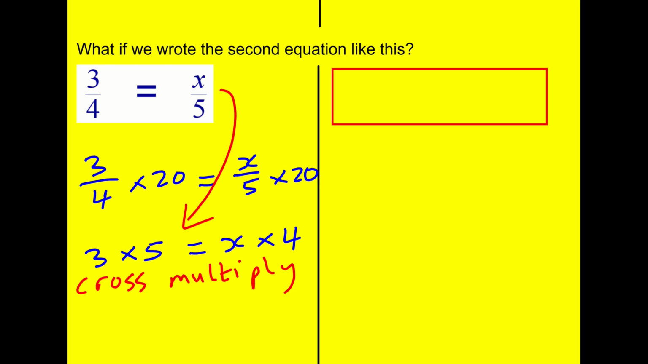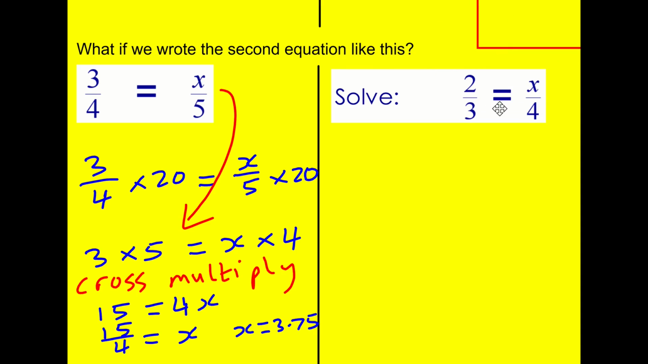Be aware that with the word cross multiply, we're left with 15 equals 4x, and then we would divide through by 4, 15 over 4 equals x, which is 3.75 again. So now that I said that, I want you to have a go at this one. Can you do it using my cross multiplying method, and does it make sense as well?